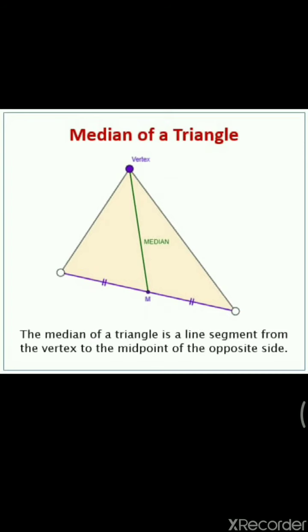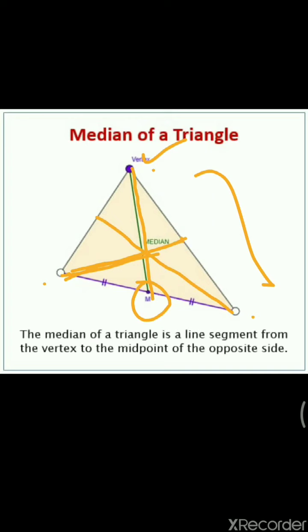Let's recap. In a triangle, if we take this vertex and midpoint of the opposite side, then the line segment joining the vertex to the midpoint of the opposite side is called a median of a triangle. In a triangle, there are 3 vertices. Therefore, if you join midpoint of this side to this vertex, then it is again a median. And similarly in this case. Therefore, a triangle has 3 medians and they intersect at one point.